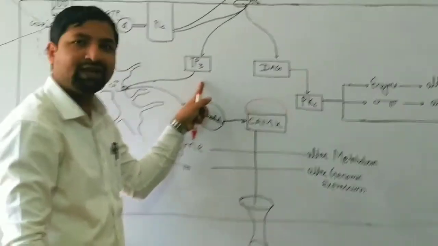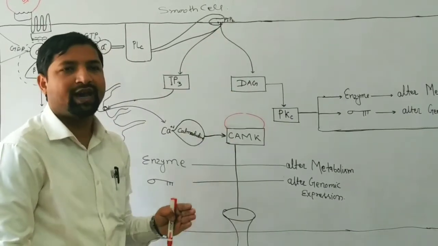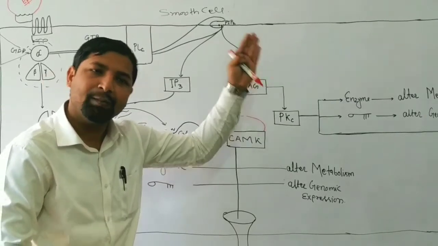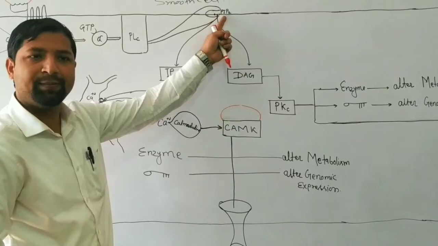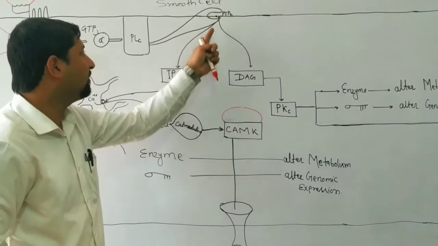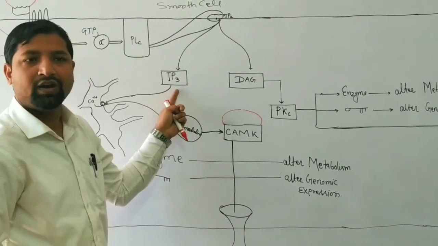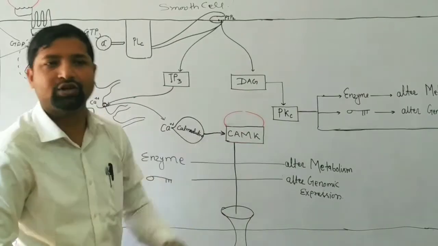as IP3 and DAG. That's why the GQ system is also known as the IP3-DAG pathway. Okay, so these are the byproducts of the PIP2 membranous protein, phosphoinositol diphosphate, which will convert into these two byproducts, that is inositol triphosphate and diacylglycerol.